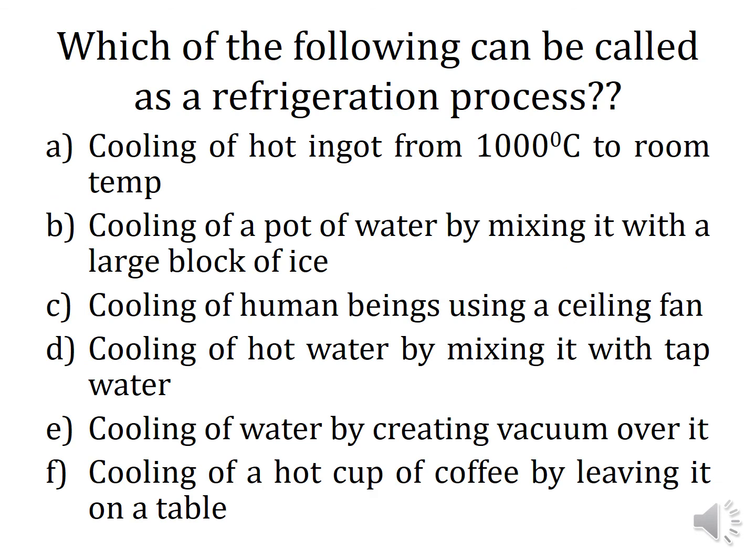Which of the following can be called a refrigeration process? Cooling of a hot ingot from 1000 degrees Celsius to room temperature, cooling of a pot of water by mixing it with a large block of ice, cooling of human beings using a ceiling fan, cooling of hot water by mixing it with tap water, cooling of water by creating vacuum over it, and cooling of a hot cup of coffee by leaving it on the table.